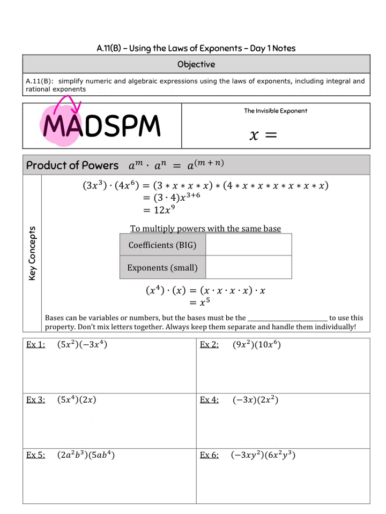The second one is DS. When you see division, you are going to subtract the exponents. And the third one is going to be PM, and that's when you see parentheses, you're going to multiply your exponent.